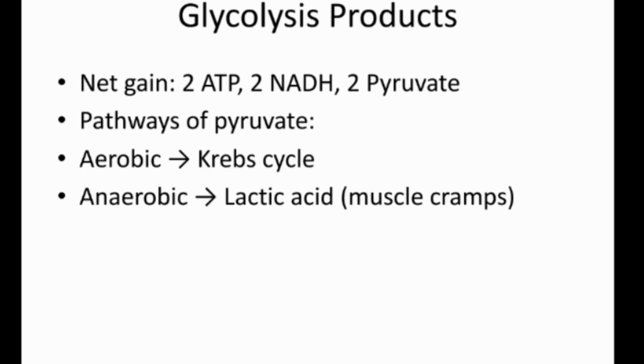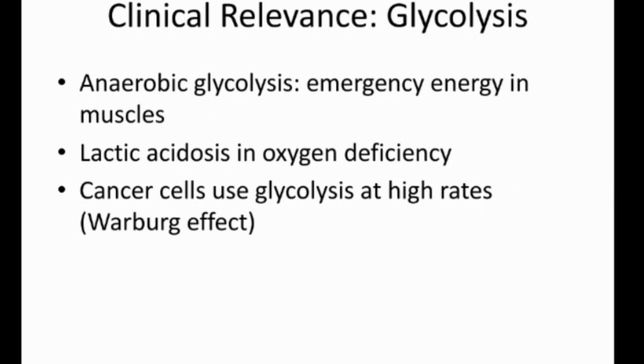Now, let us discuss what we get from glycolysis. The basic products of glycolysis are 2 ATPs, 2 NADH and 2 pyruvates, as I discussed before. Pathways of pyruvate are aerobic and anaerobic. In the aerobic pathway, the cycle runs into the Krebs cycle, and in the anaerobic pathway, in which oxygen is not present, the lactic acid pathway runs. For example, in heavy exercise where our muscles are not getting enough oxygen, muscle cramps occur. These muscle cramps are due to lactic acid accumulation in the muscles.